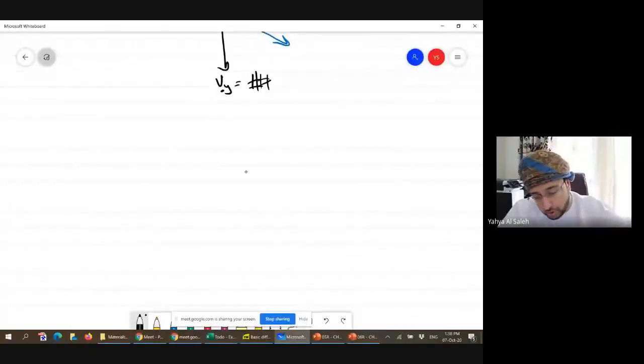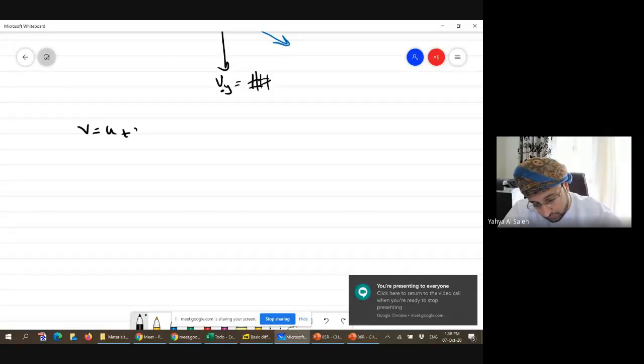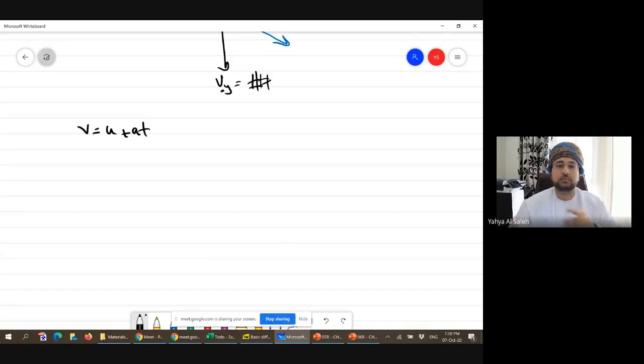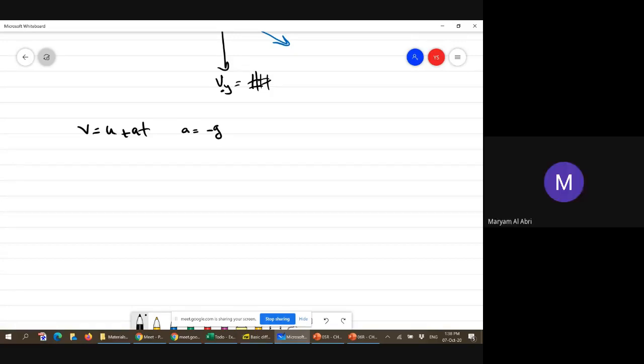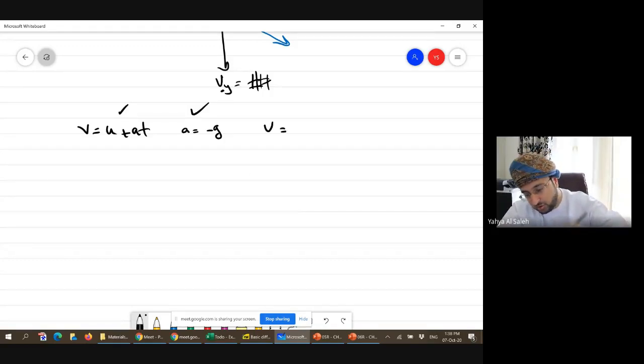Let's do something, 1 second. Let's do it in a different way. Do we agree that this is the equation we're using? I need interaction. I cannot do this on my own. Yes. Okay. We agree on this so far. Do we agree that A equals minus G? Okay. So do we agree that my actual equation will be U minus GT?